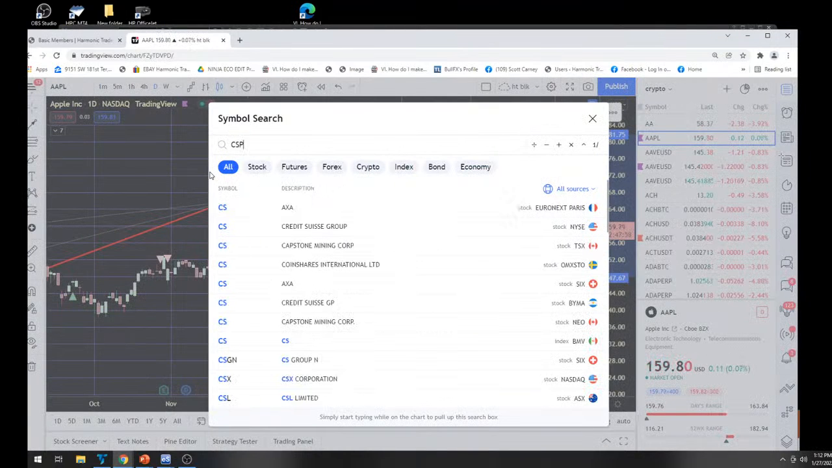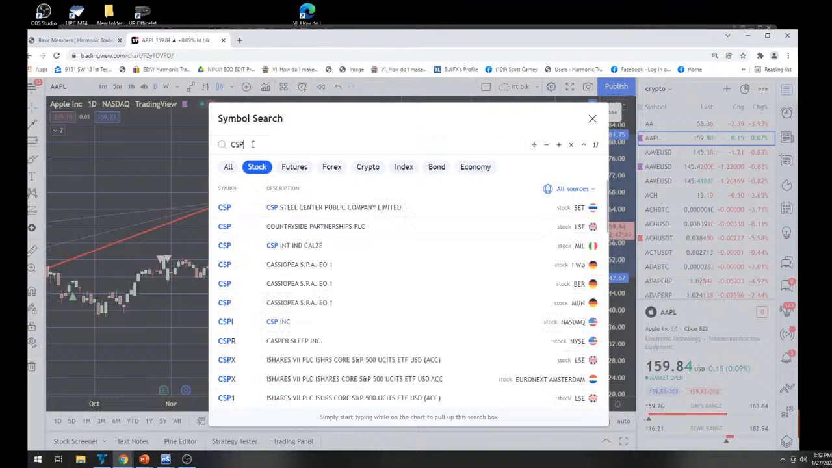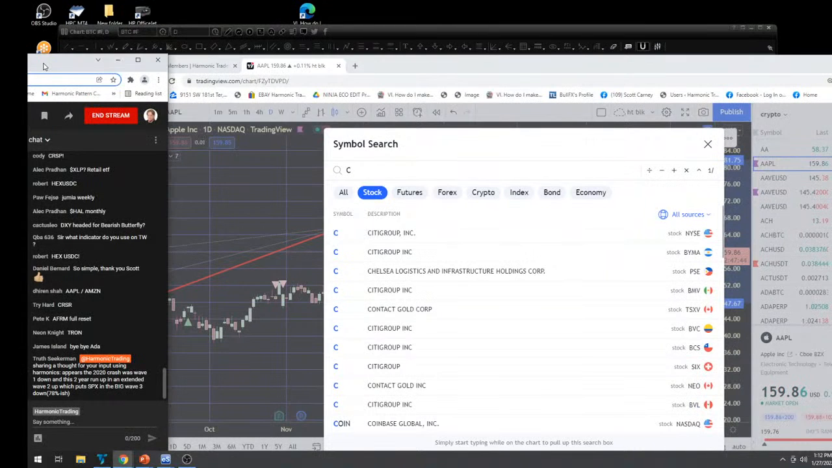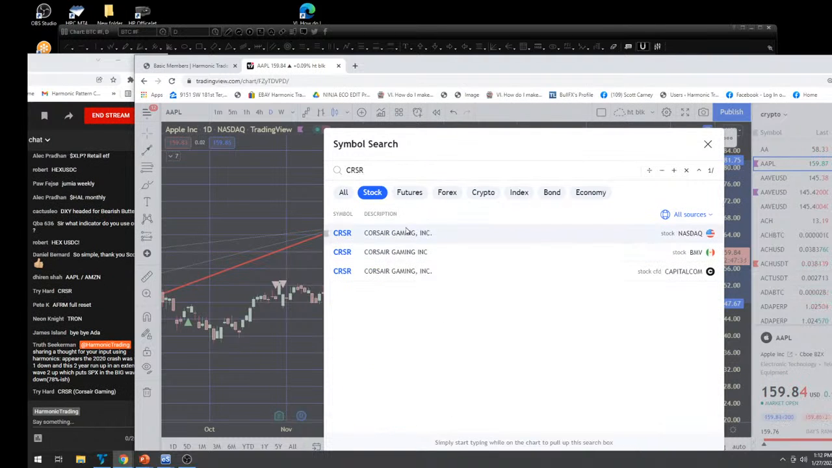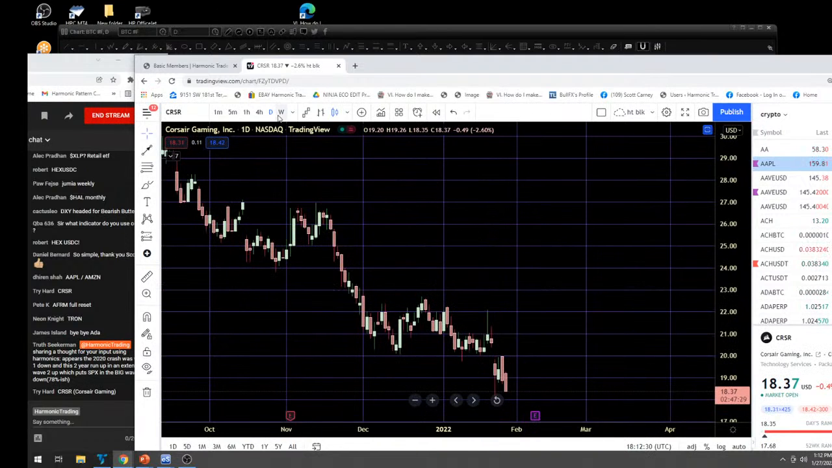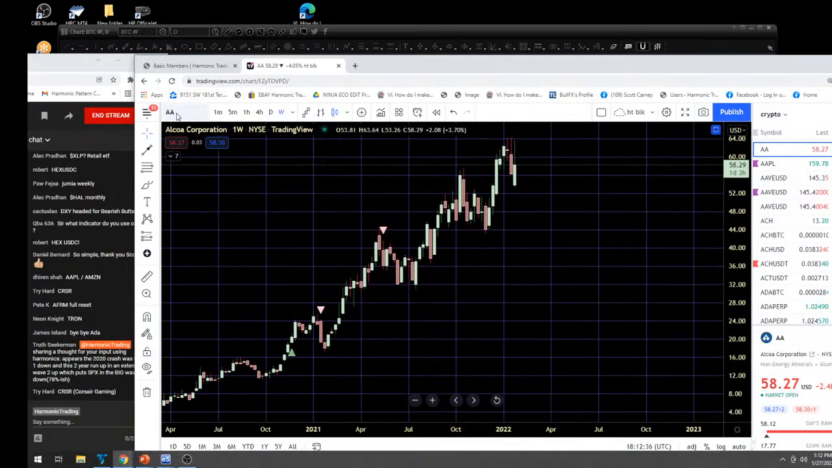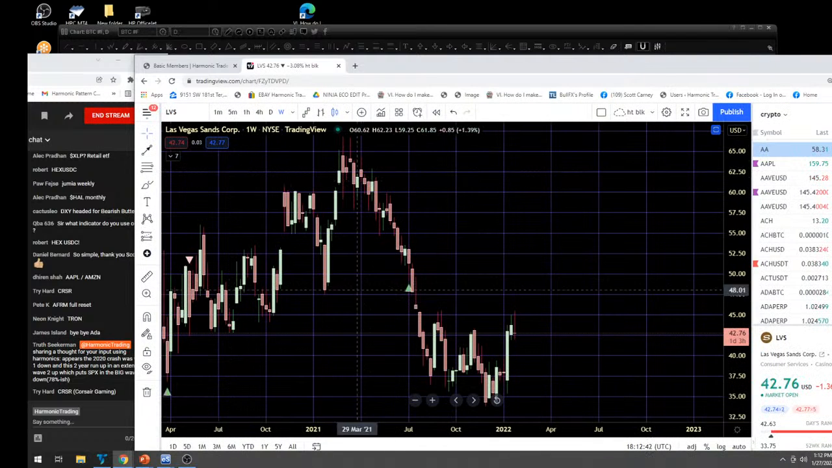Here's another one, CRISPR. Is that Casper or CRISPR? CRSR. That's CRISPR, right? Again, if you look at Corsair Gaming, I don't know. There's not much there. Look, if you want a major gaming stock, look at Las Vegas Sands. Look at LVS. That'll give you a perspective of what's going on.